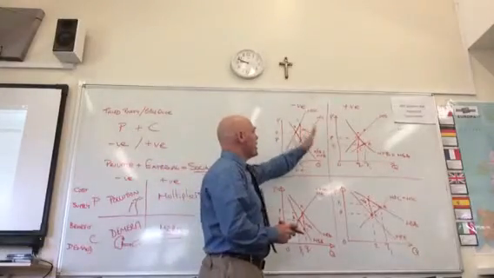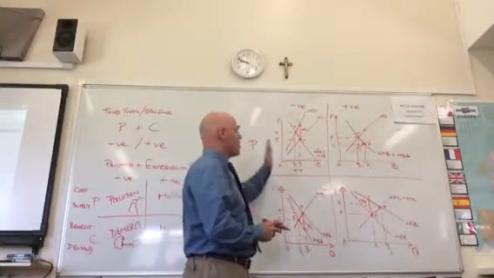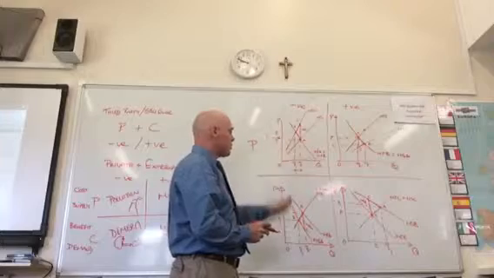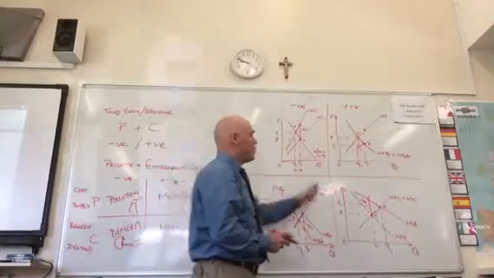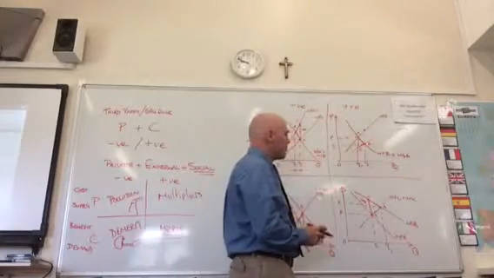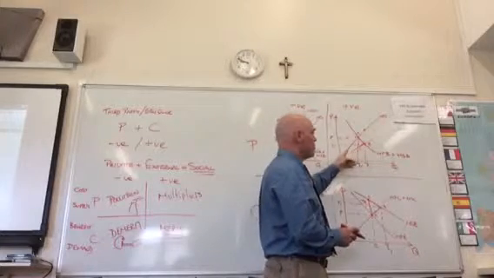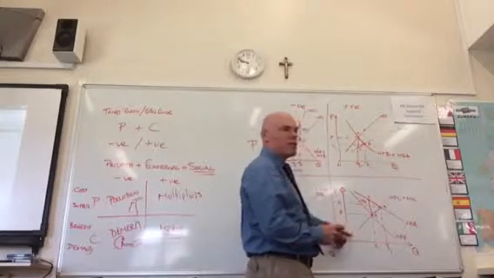Negative is to the right of the efficient equilibrium, so it's something that we're producing too much or consuming too much of. With positives, it's to the left of the efficient equilibrium, so it's something we're not producing enough of or not consuming enough of.